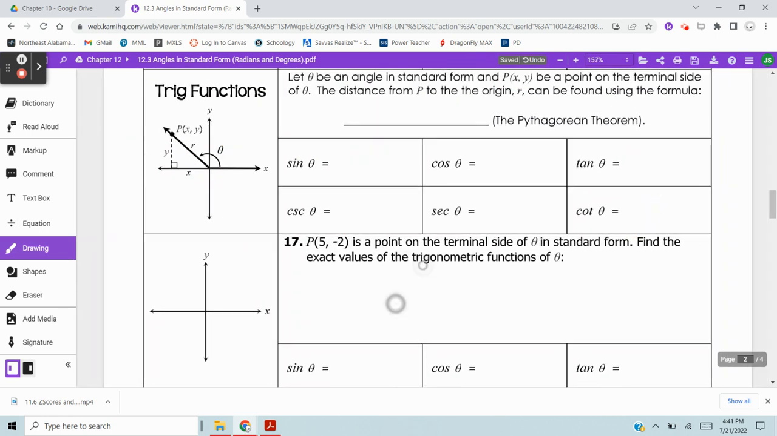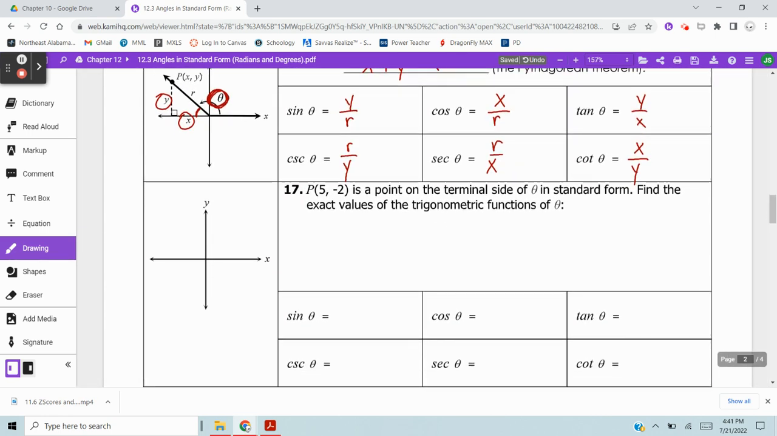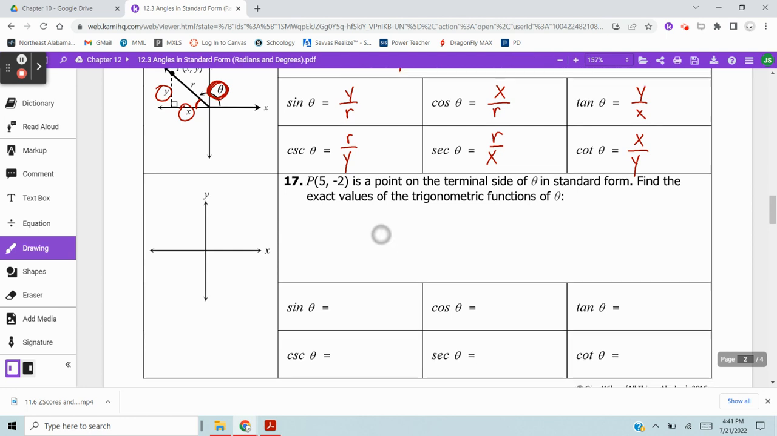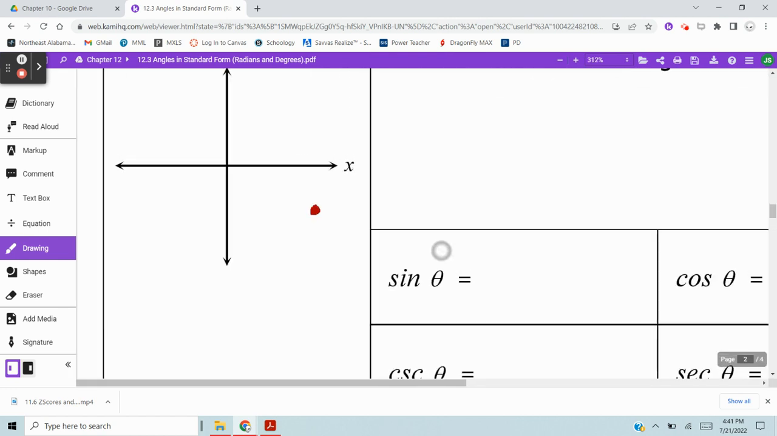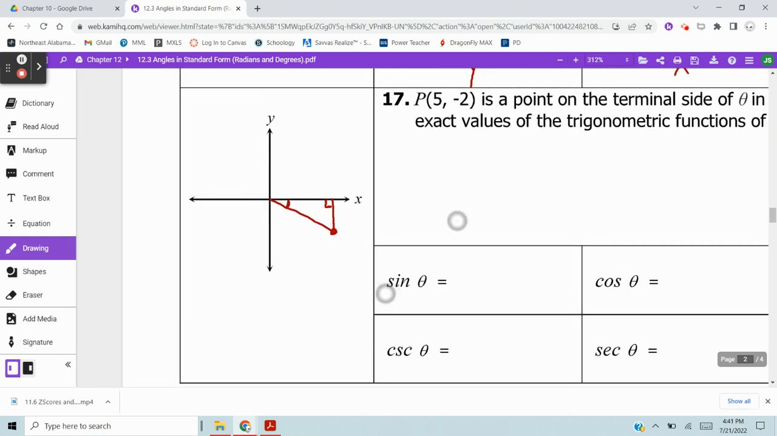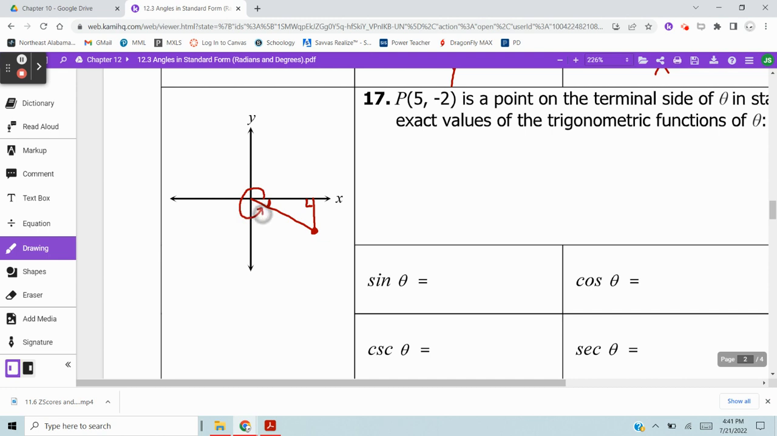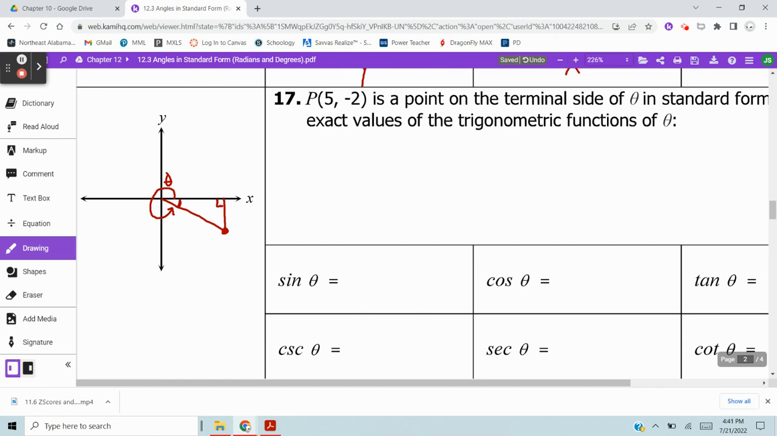So now let's work a problem. If you've got a point 5, negative 2 on the terminal side, so let's actually graph that. So we're going to go over 5, we're going to go down 2, so it's somewhere down in here. So let me zoom in and actually draw that. So here's my y value, here's my x value. This is what we referred to as a reference angle a while ago, but we've got some angle here. Let me draw it. There's the terminal side, so there's my angle.